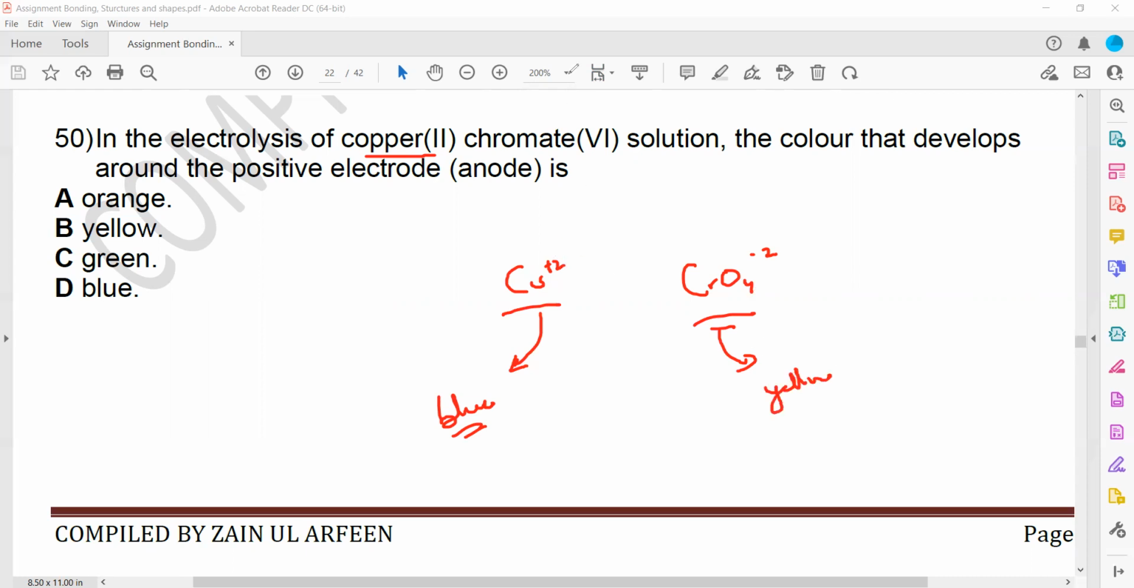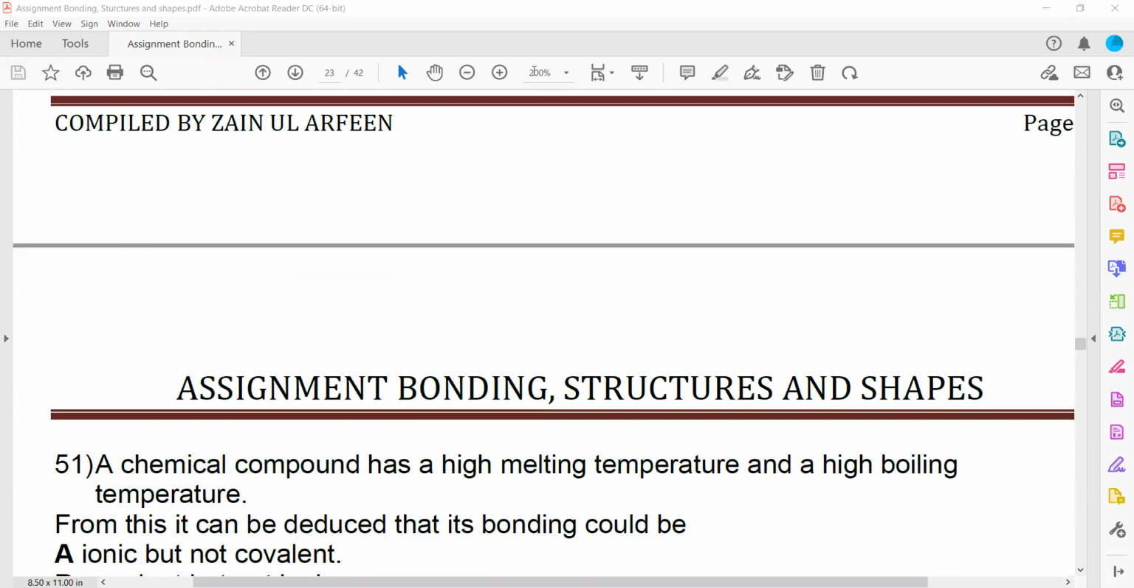Because copper is a positive ion, positive ions are attracted towards the cathode, the negative terminal. So at the cathode, we'll see a blue color movement. And the overall charge of the chromate ion is negative, so it will move towards the anode. So if it moves towards the anode, what will we observe? The movement of the color, that will be yellow. So B will be the right answer. So you have to learn the colors of these ions such as chromate, dichromate, copper, manganate.